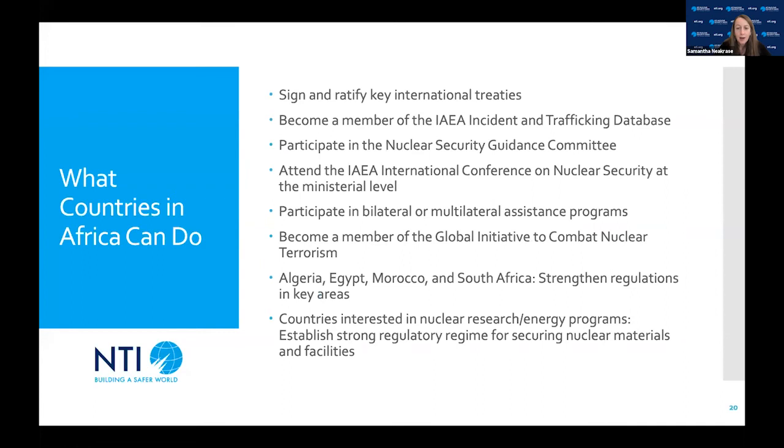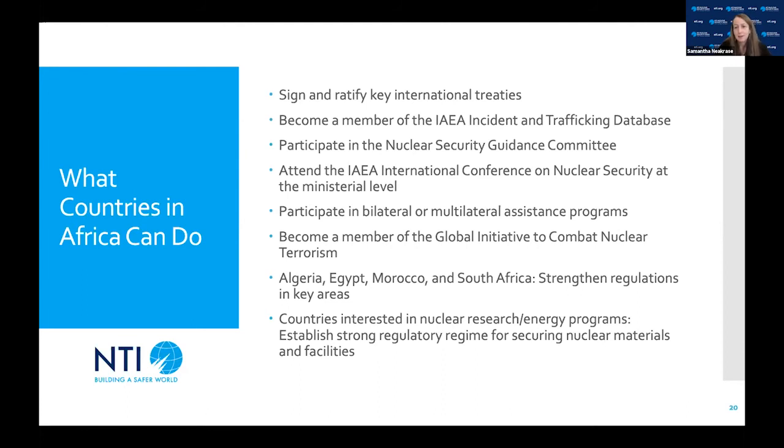participate in the IAEA's Nuclear Security Guidance Committee. That's a committee that develops the guidance documents that the IAEA distributes. And it's really helpful because even if a country doesn't have nuclear material that they need to secure or regulate in that way, they have a stake in what other countries are doing. So participating in that committee, even if a country doesn't have materials, I think is really important.